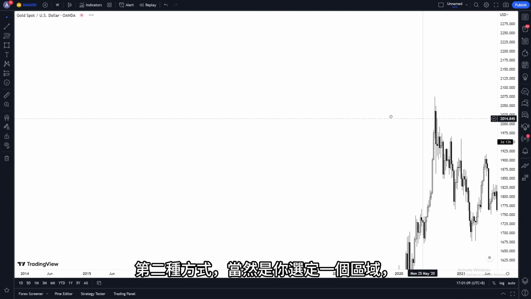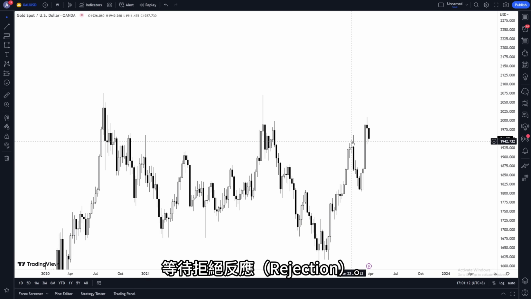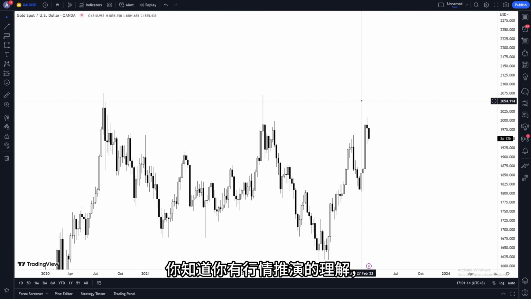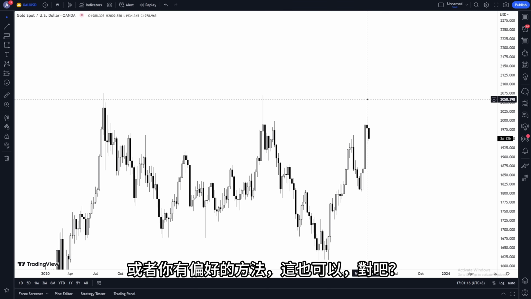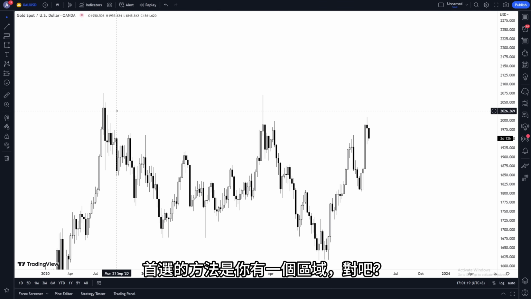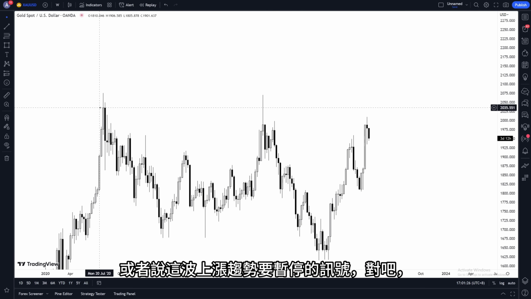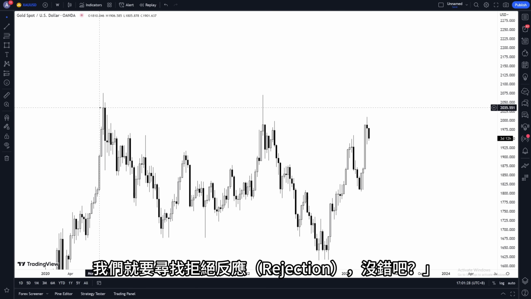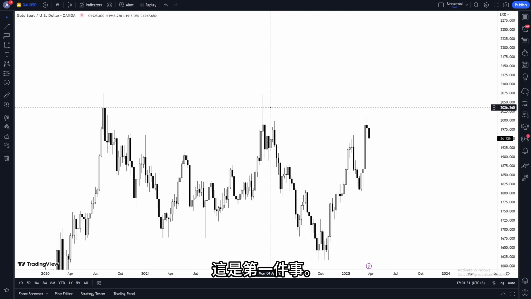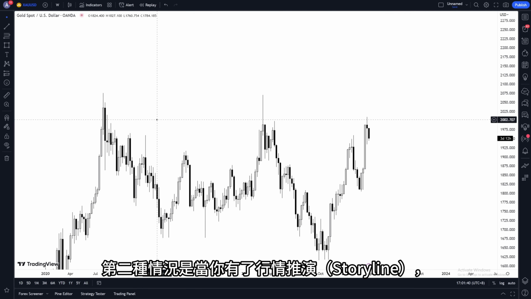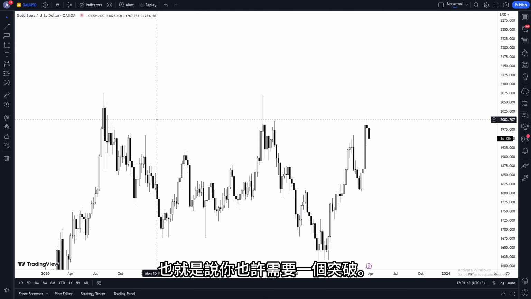The second way is, of course, you would pick a zone and wait for a rejection. The preferred way is you have a zone, and price is buying and buying and buying. In order for me to see a sign that price is going to stop or put a stop to the bullishness, we're going to look for a rejection. That's the first thing, and then you look for one of 2 things. One, you have yourself an early entry, which is not very safe, but it's still better than just refining and selling like that. And the second way is once you get a storyline, meaning you need a breakout.